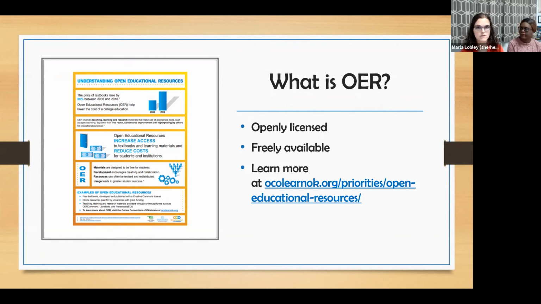So for example, some of these resources you can clone and reuse in their entirety. You can make changes. Some of them you can reuse only for non-commercial purposes, or there are other elements to those licenses as well. But if you would like to learn more, there is a webpage there from an Oklahoma group that really explains OER very well.